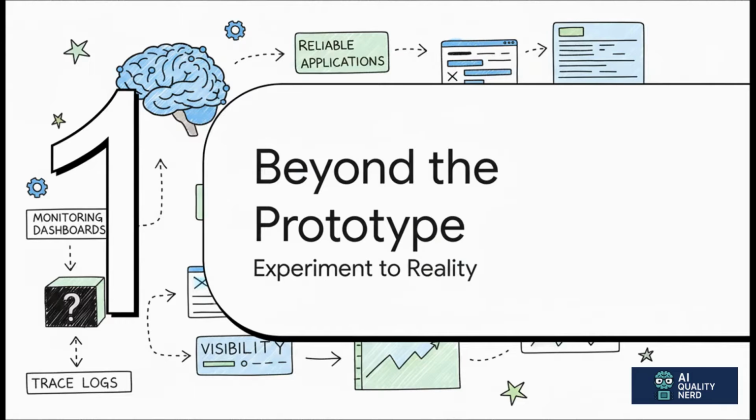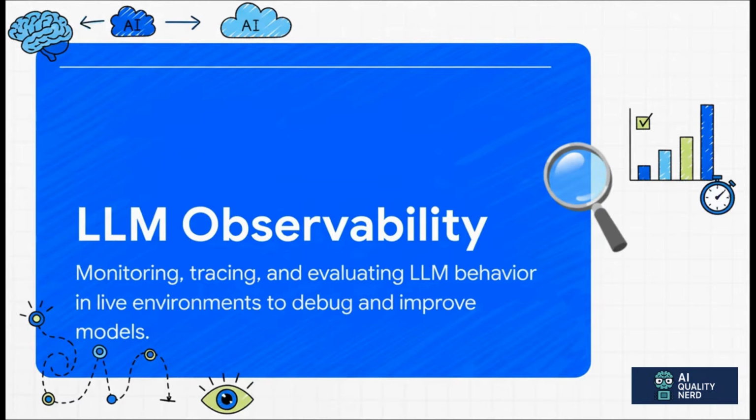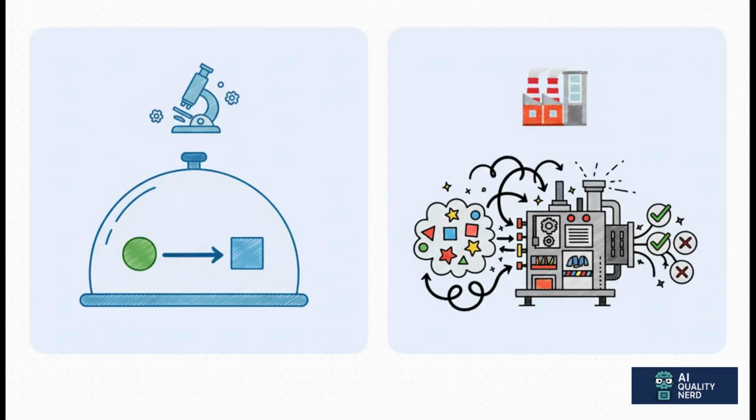First up, going beyond the prototype. We're talking about that huge jump from a simple experiment to something that's actually ready for the real world, for the enterprise. So what is LLM observability, really? Well, I like to think of it as giving your AI a nervous system. It's all about monitoring, tracing, and really evaluating how your LLM is behaving out in the wild. The goal here is pretty simple, right? You need that deep visibility to squash bugs and actually improve the model where it matters most, with real people using it.